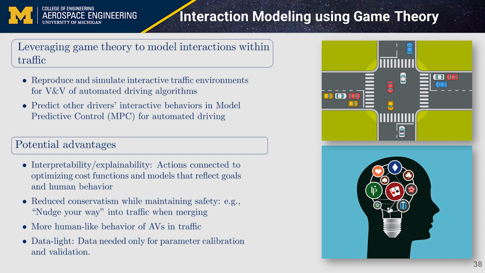Reduce conservatism while maintaining safety, so nudging your way into traffic when merging becomes possible. And finally, the approach we think can be made comparatively data light, as compared to more machine learning oriented approaches where you need a lot of data to be able to train the strategy. So here, you still need data, of course, but you use the data for parameter calibration as well as for validation. So whenever you want a solution that is data light, that doesn't require a lot of data for the development, a model-based approach is a good potential approach to follow. And this also happens here.